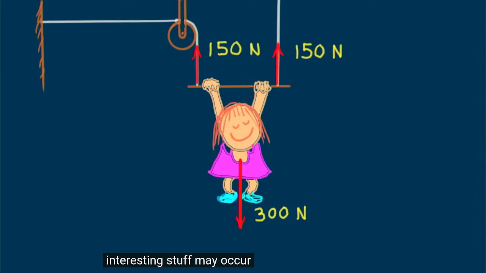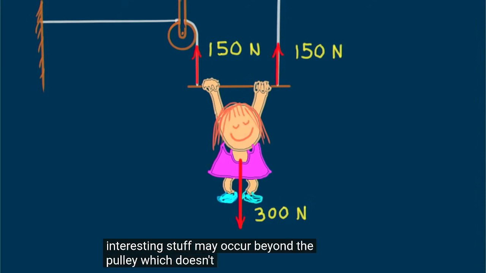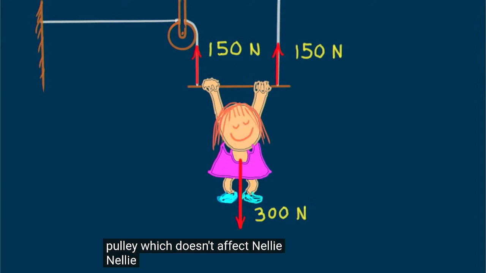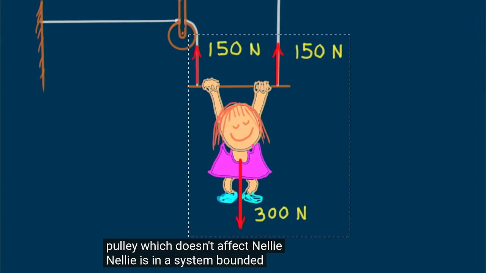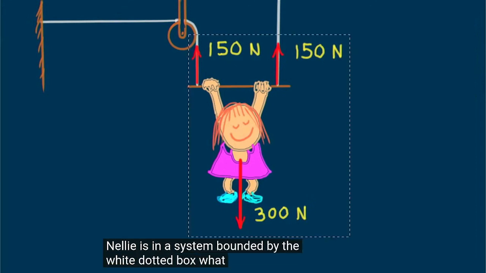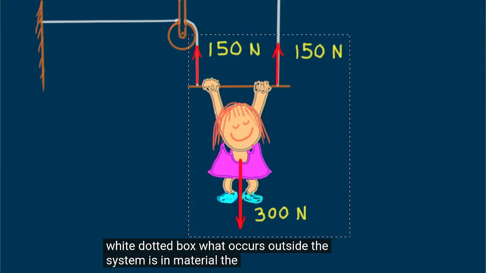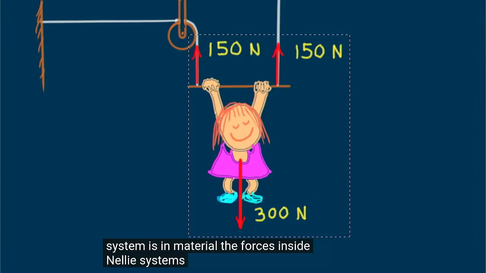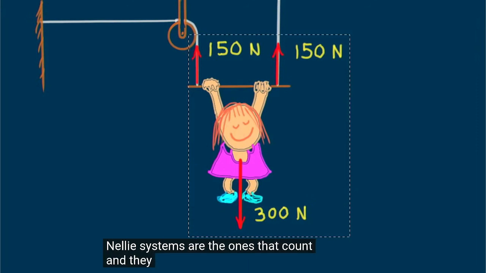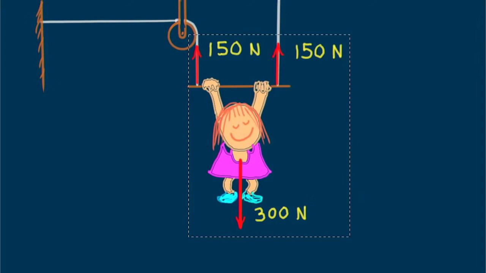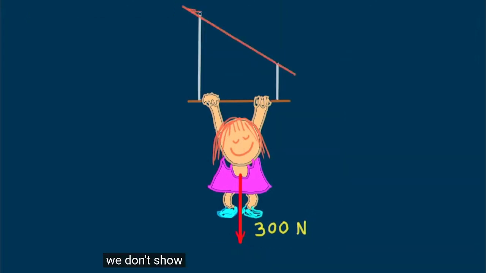Interesting stuff may occur beyond the pulley, which doesn't affect Nellie. Nellie is in a system, bounded by the white dotted box. What occurs outside the system is immaterial. The forces inside Nellie's system are the ones that count, and they cancel to 0. We don't show the ceiling in these cases.